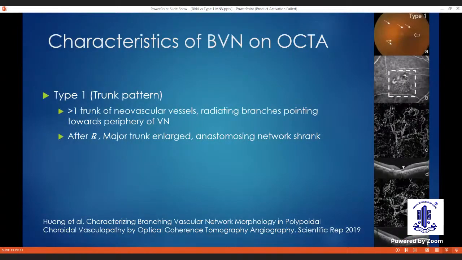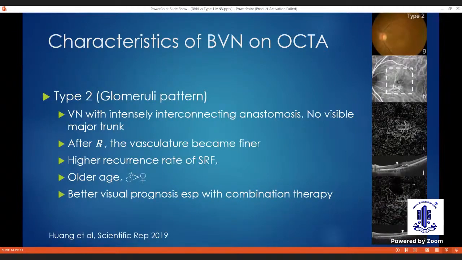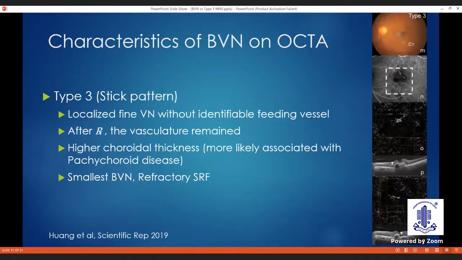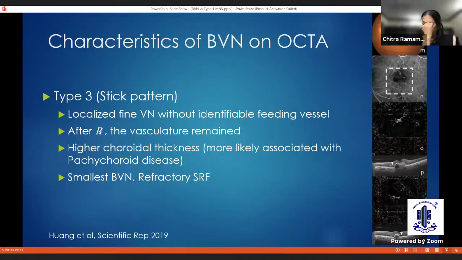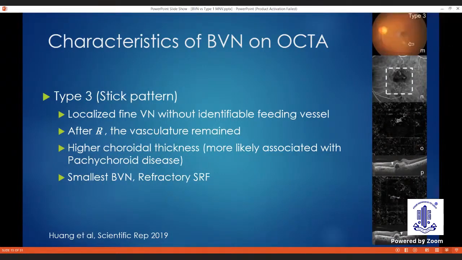The characteristics of BVN on OCTA are basically three types: the trunk pattern, that is type 1, which shows a main trunk and numerous vessels which radiate outwards towards the periphery. Type 2, which is the glomeruli pattern, which does not have a trunk, and the whole capillary network appears as a glomerulus. And type 3, that is the stick pattern, where there is no identifiable feeding vessel, and there are fine vascular networks. So identifying these three patterns actually helps to differentiate and probably prognosticate these cases, especially when patients are treated with combination therapy.